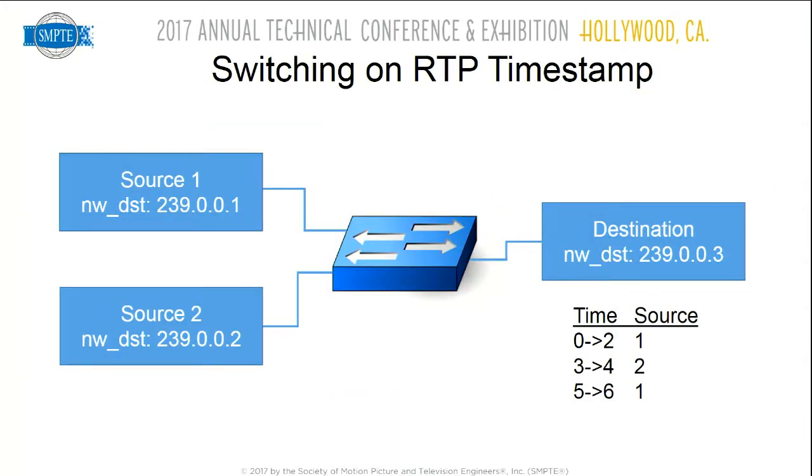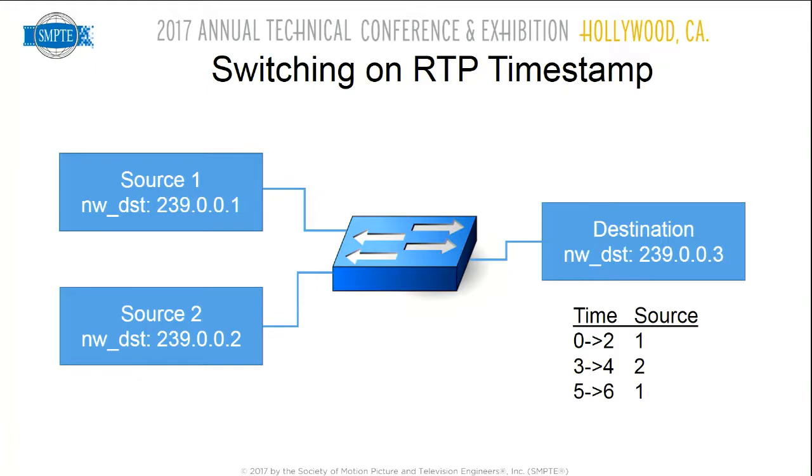So I thought, well, what can we do with this for professional media networking? We could, for instance, switch on an RTP timestamp, something that's not possible without a programmable data plane. So imagine we've got two sources. One has a network destination of 239.0.0.1. One has a network destination of 239.0.0.2. Both these sources are sending SMPTE 2110-20 uncompressed video into the Ethernet switch.